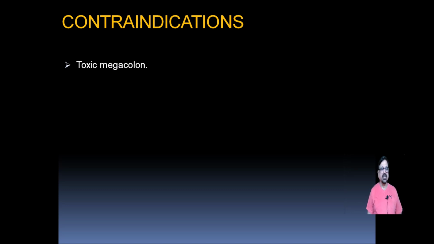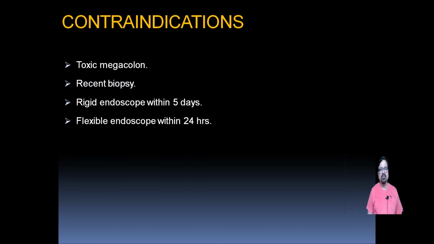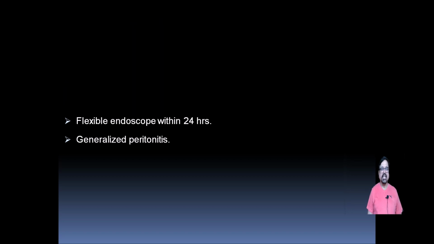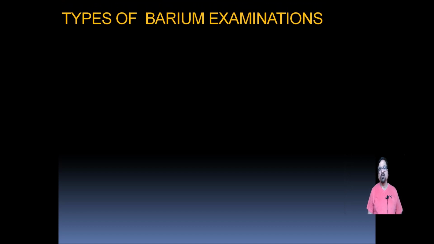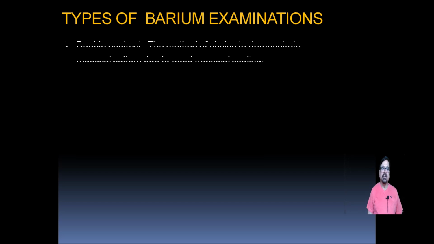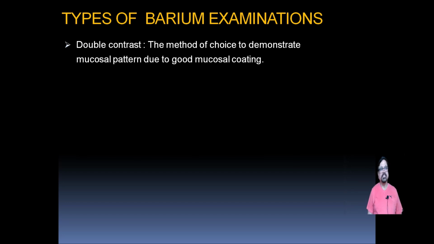Now what are the contraindications? The contraindications include toxic megacolon, recent biopsies, rigid endoscopy within 5 days before the investigation, or flexible endoscopy within the 24 hours. Please note, if it is rigid endoscopy, the gap is 5 days, and if it is flexible, then the gap is 24 hours. Generalized peritonitis is another contraindication because there are chances that barium will leak and cause further damage in the peritonitis.